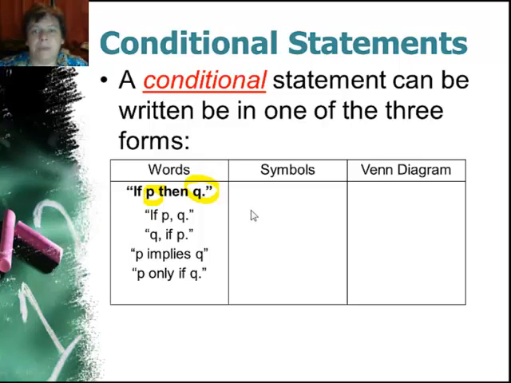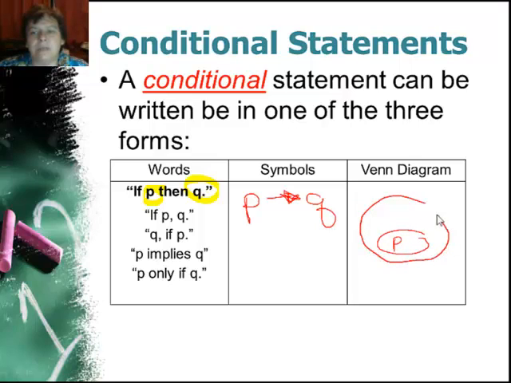So I will say P, and I don't have the "if" beforehand, I have this arrow after it, then Q. If I were to draw this as a Venn diagram, what "if P, then Q" means is that P is inside of Q. I always like to say this every year: if I'm standing in P, am I in Q? Yes. If I am standing in P, then I'm in Q.